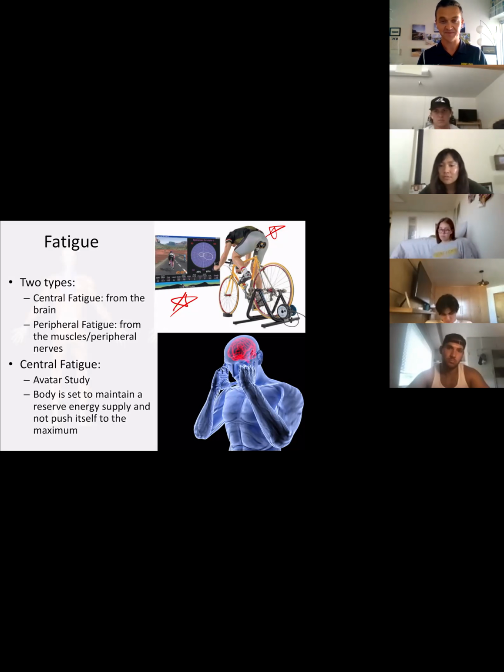Absolutely. Do they know if there's any way to train your CNS to essentially have greater muscle recruitment? That's another way of increasing strength without increasing muscle mass or strength itself. No, absolutely. It happens all the time, right?